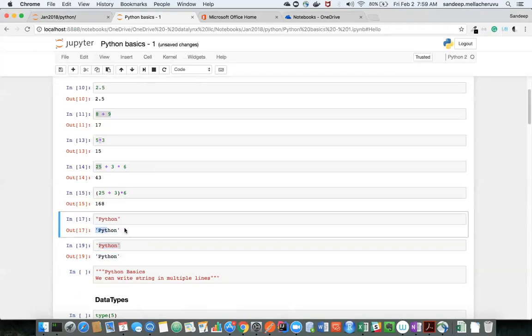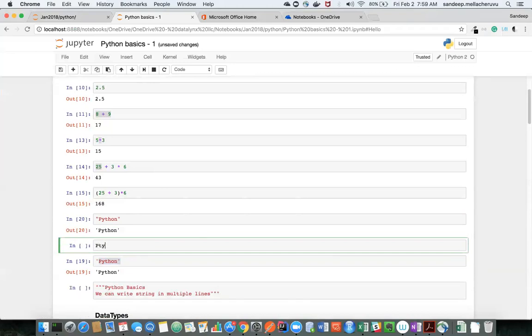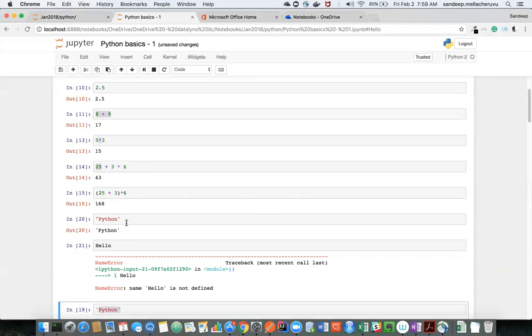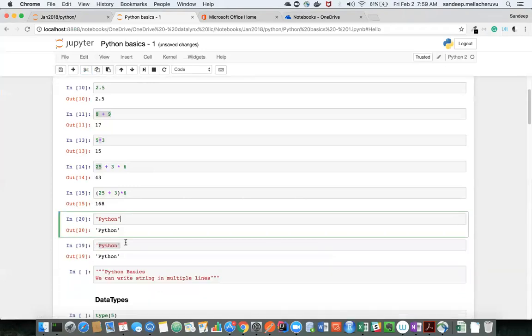But if you don't use quotes, like hello, let's say, if I do it like this, it will try to identify this name with whatever names that Python knows. And Python doesn't know the name called hello, so it fails. So always use quotes whenever you want to use a string.